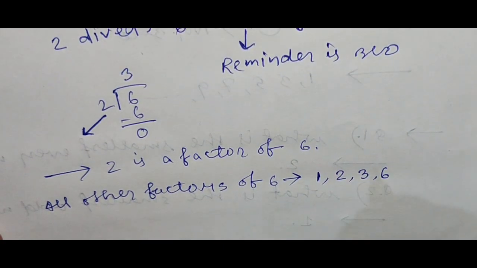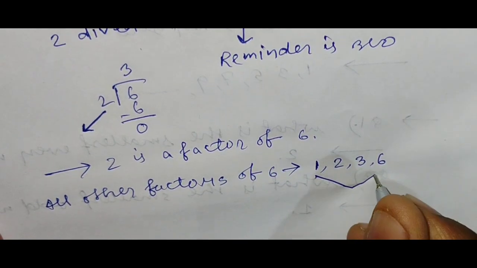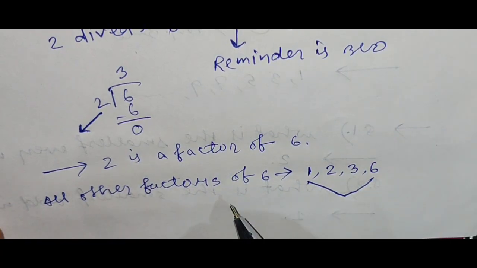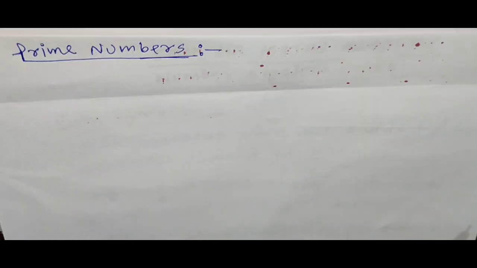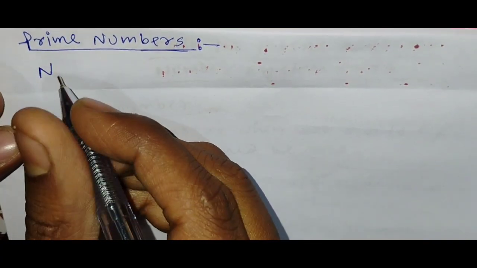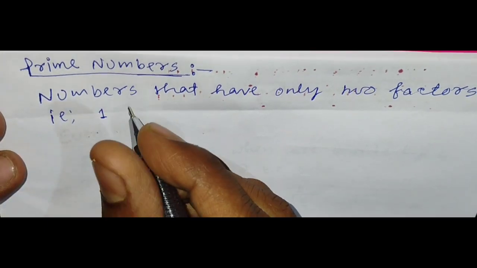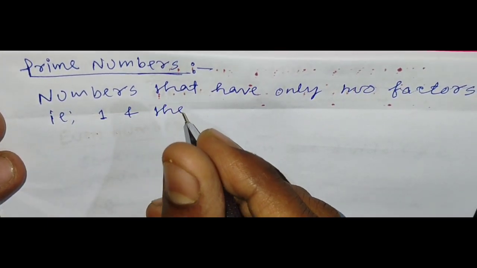So it means every number has at least 2 factors, that is 1 and the number itself. So factors of 6 will be 1, 2, 3 and 6. So what are prime numbers? Numbers that have only 2 factors, that is 1 and the number itself.